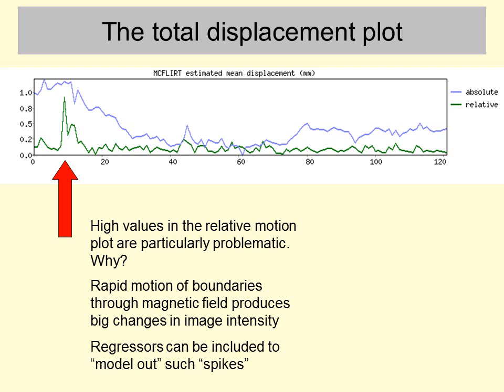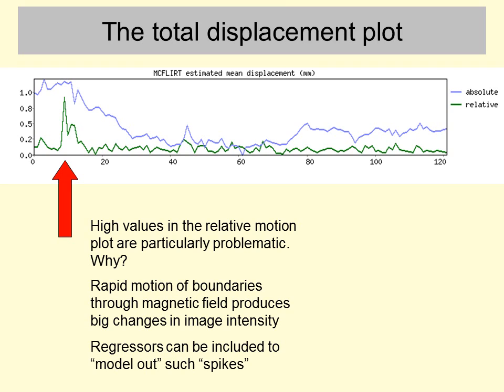So if you use the relative motion plot to identify images where there have been such large motions over a short period of time, you can actually improve your modelling of the data by modelling out these spikes. If you look at the actual images, you'll probably see that they have strange image intensity values in FSL view.